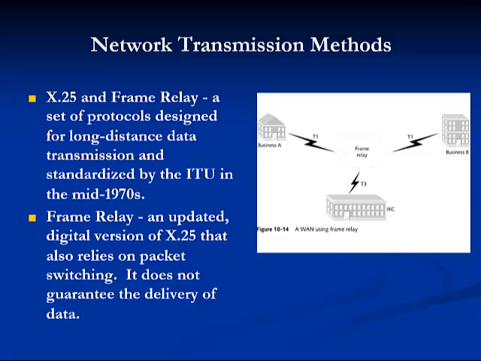X.25 and frame relay are packet switch topologies or technologies that rely on the PSTN to deliver data at higher rates than an ordinary telephone line. X.25 is analog, whereas frame relay is digital. Also, X.25 guarantees accurate data delivery, and frame relay does not. X.25, therefore, is slower than frame relay. Both are economical solutions for WAN links.